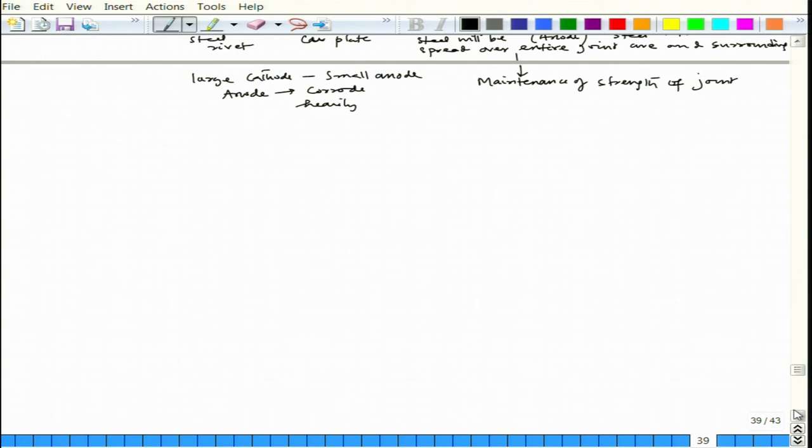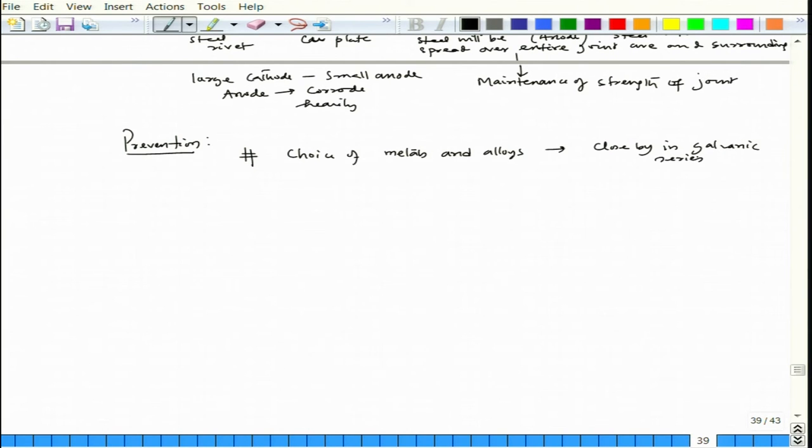Okay. So now let us come to the protection mechanisms, prevention. First is the choice of metals and alloys. When somebody chooses metals and alloys for structure preparation, they should be close by in the galvanic series. So the galvanic effect will be less. There will be uniform corrosion, which is fine, because I can give over-protection or a little bit of extra thickness if it is uniform corrosion. So no problem in that.